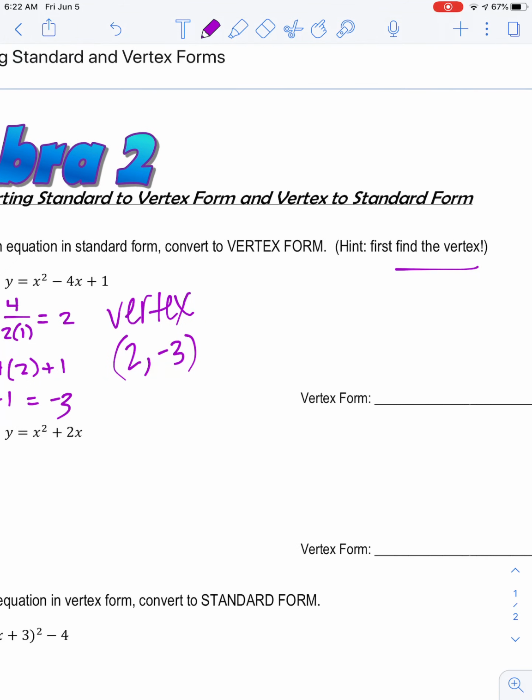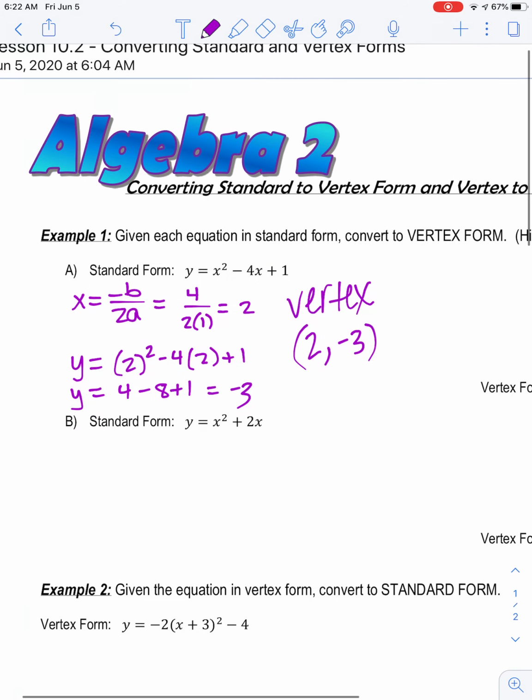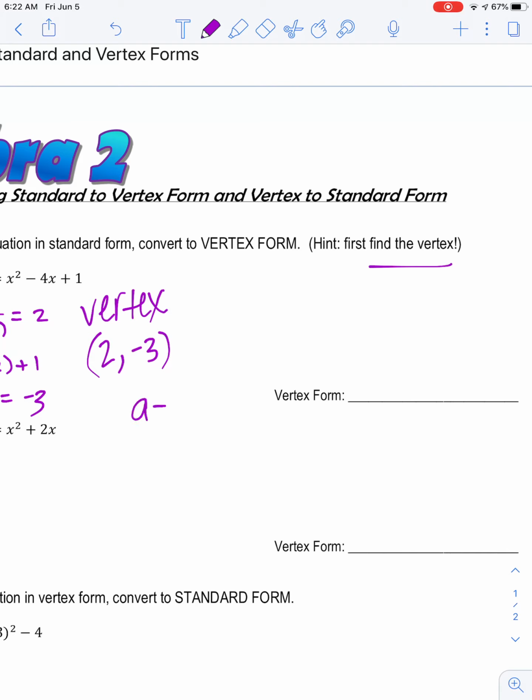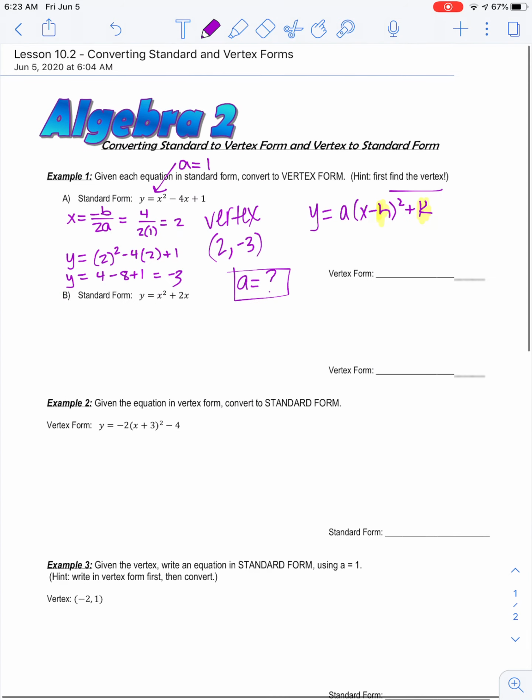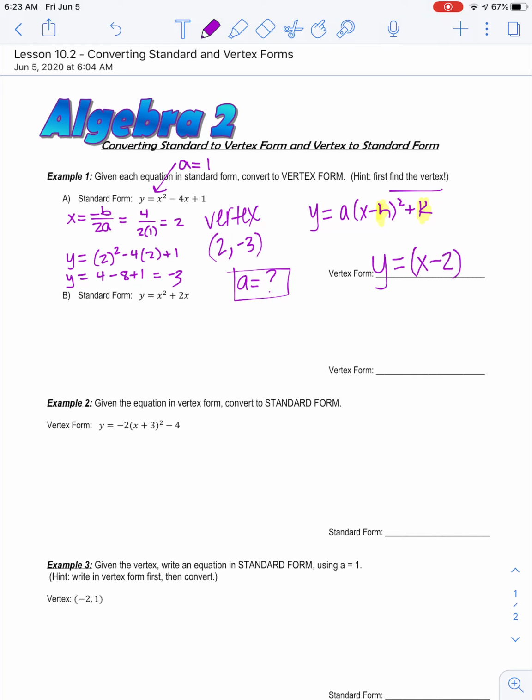And now we just want to write in vertex form. So the question is, what's the a? Because vertex form is going to look like this: a times (x minus h) squared plus k. We just found the vertex, which tells us what to plug in for h and what to plug in for k. But what do we plug in for a? Well, since we have the equation in standard form, can't we just look at what a was in standard form? In this case, a is 1, so we just use 1. So we're going to have y equals 1, which you don't need to write, in parentheses, then x minus 2 squared, and then -3.